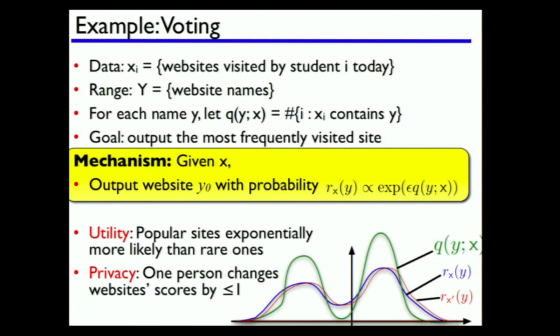And the mechanism is the following: given my data set x, I'm going to sample the name of a website from a funny probability distribution that depends on x, and that probability distribution will assign probability to y proportional to e to the epsilon times its score. Okay, so that's a funny probability distribution, right? So here the green is the score. The blue is this sort of exponential version of this. So why is this a reasonable thing to do? Well, popular sites are exponentially more likely than unpopular ones, so hopefully I'll get something good out. On the other hand, why does it have a hope of satisfying privacy? Well, one person's data changes all the website scores by at most 1. And so the individual probabilities in this distribution won't go up or down by too much.